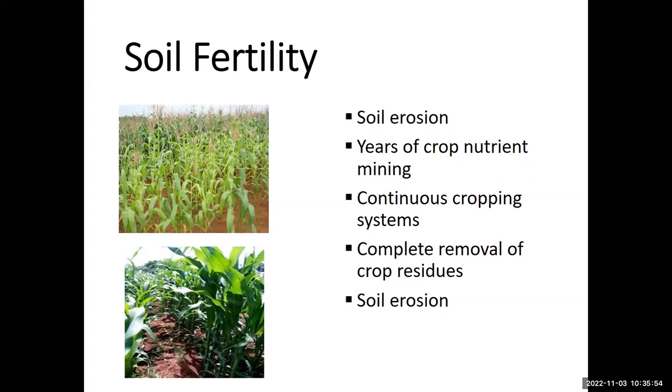It's a continuous cropping system, and they do not change the cropping system. Once our farmers harvest their produce, you find this complete removal of residue. They do not plow it back into the land, and this causes a lot of nutrient mining. And as I said, soil erosion.